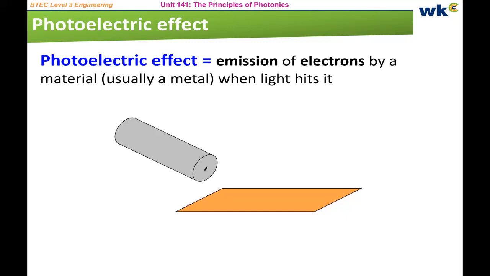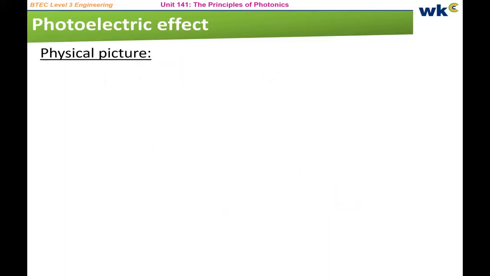So the photoelectric effect is simply the emission of electrons by a material, usually a metal, when light hits it. So if you've got, let's say, a laser with light hitting a metal, normally what happens is you get electrons being ejected off that metal. They are called photoelectrons because they were generated by the light. Obviously, there are electrons which were already inside the metal. They were just set free by the light as it came in. Why? Because the light actually gives them energy.